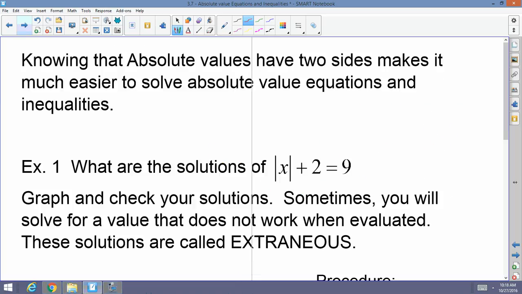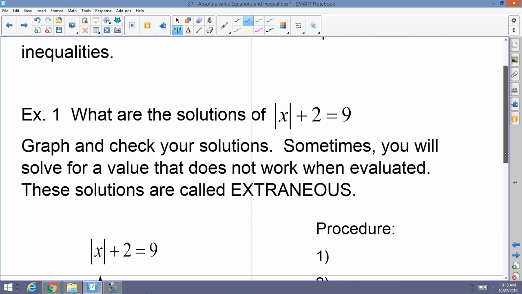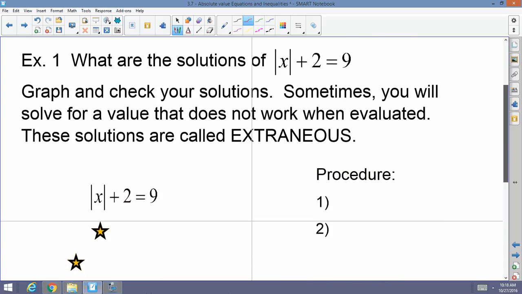Knowing that absolute values have two sides makes it a lot easier, guys, to solve absolute value equations and inequalities. So let's get right to it. I want the solutions of the absolute value of x plus 2 equals 9. I want you to graph and check your solutions. Sometimes you will solve for values that do not work when evaluated. You'll get an answer, you'll plug it back in, but it doesn't work.